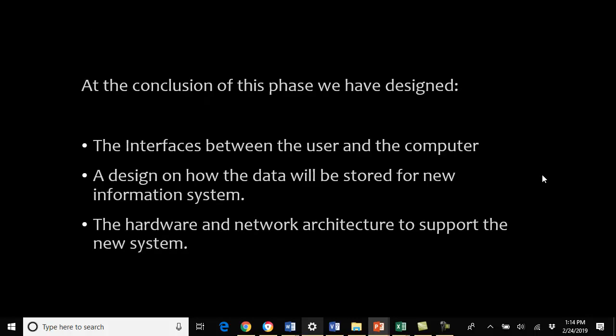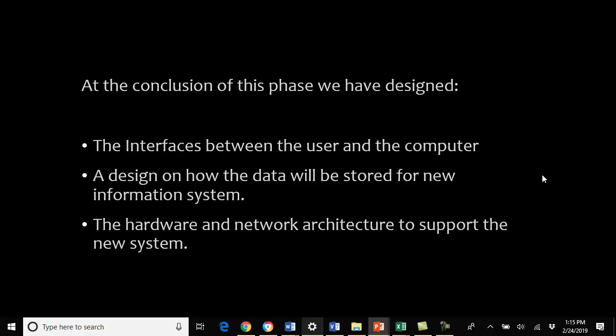All right, again, this design, kind of quickly going through it, is not overly complex. I don't think any of this is overly complex, but at the conclusion of this phase, we have designed the interfaces between the user and the computer, a design on how the data will be stored for a new information system, and the hardware and network architecture to support the new system. That's what this is all about. Hopefully you see the progression here. We have an idea, we got the requirements, and now we have it all designed out.